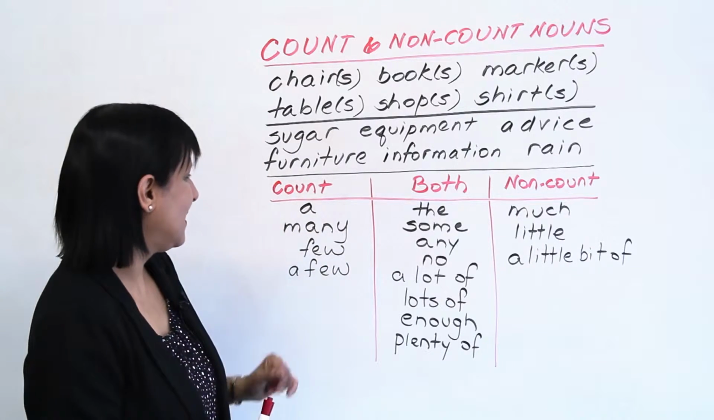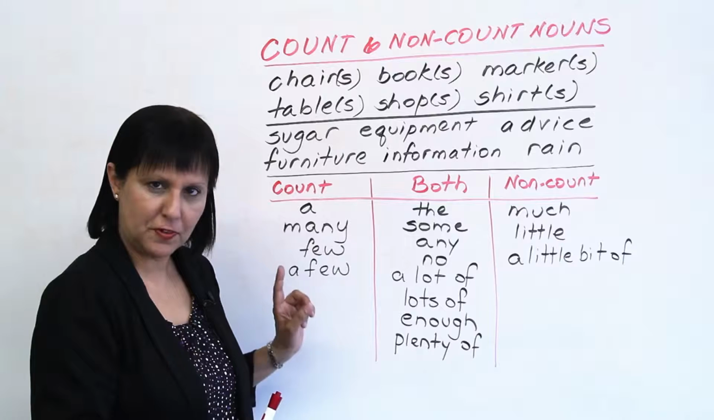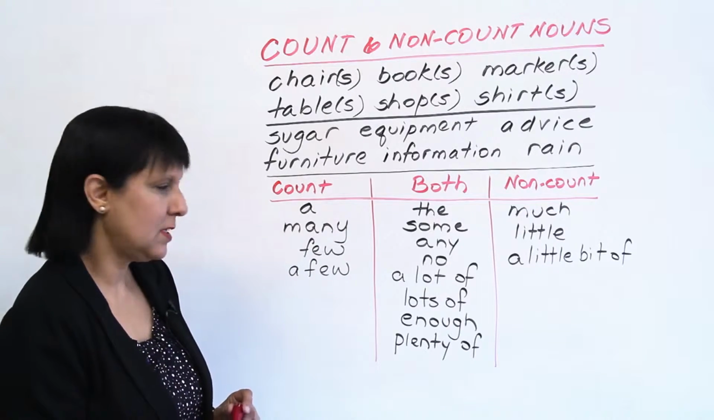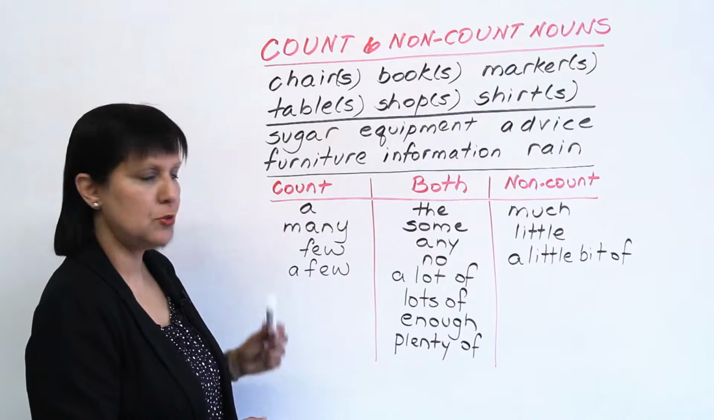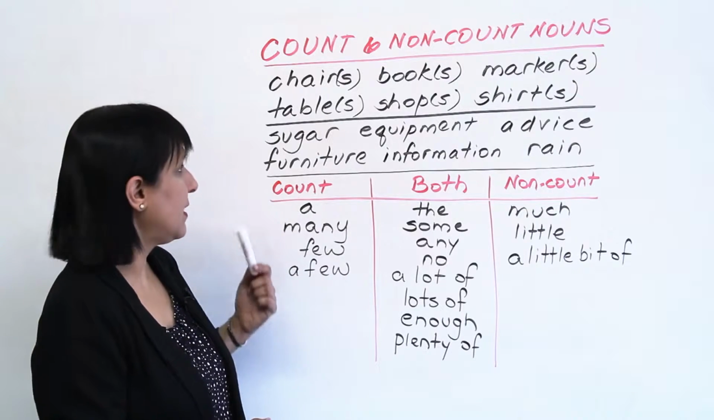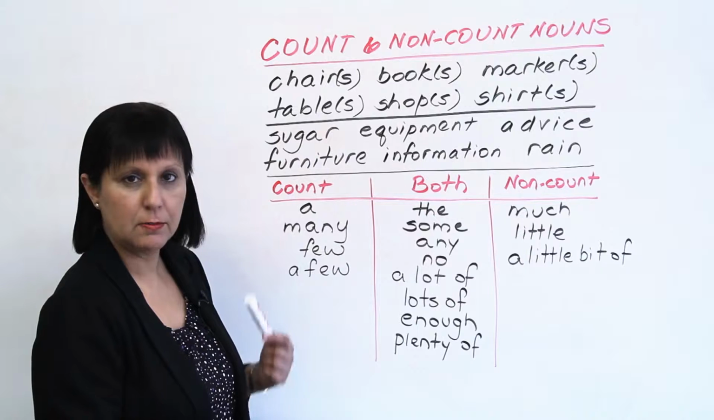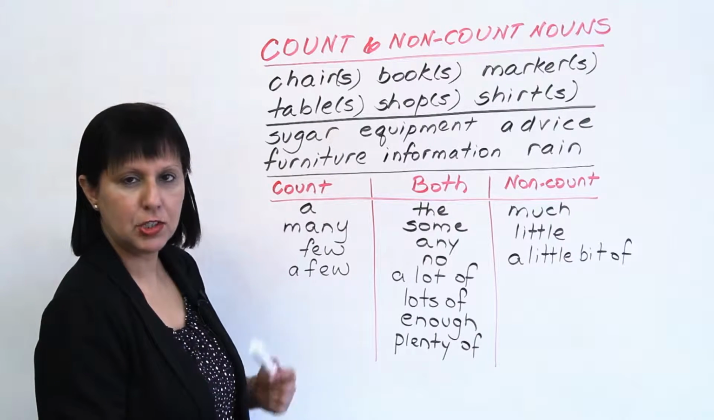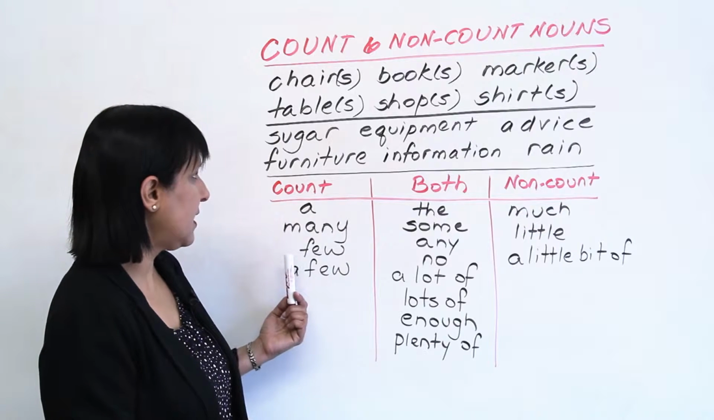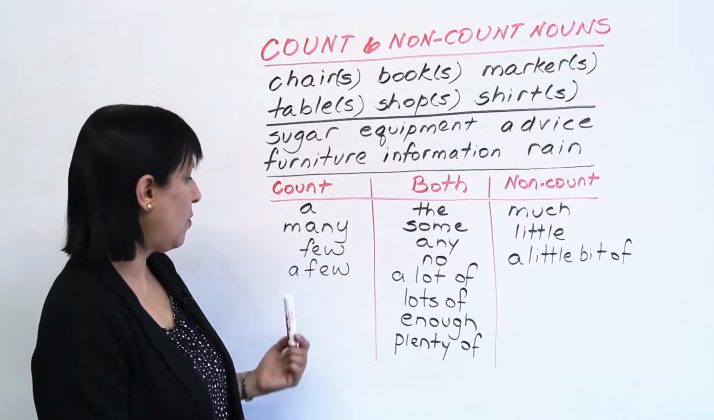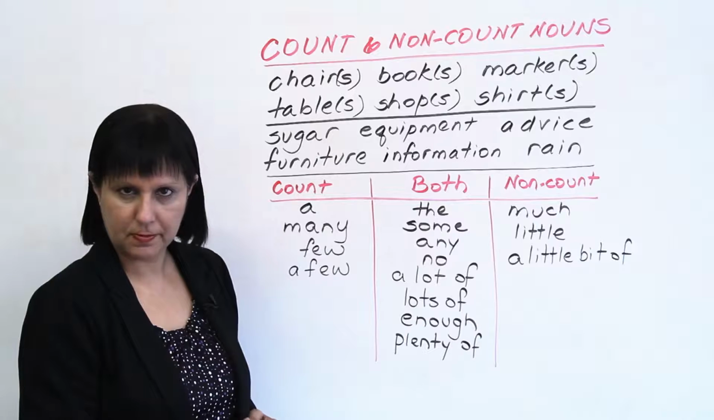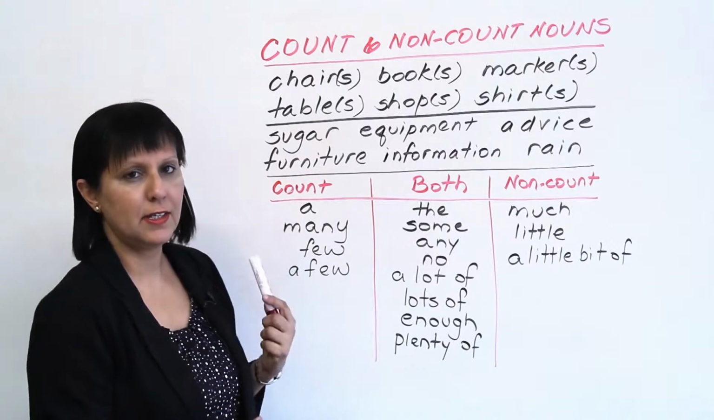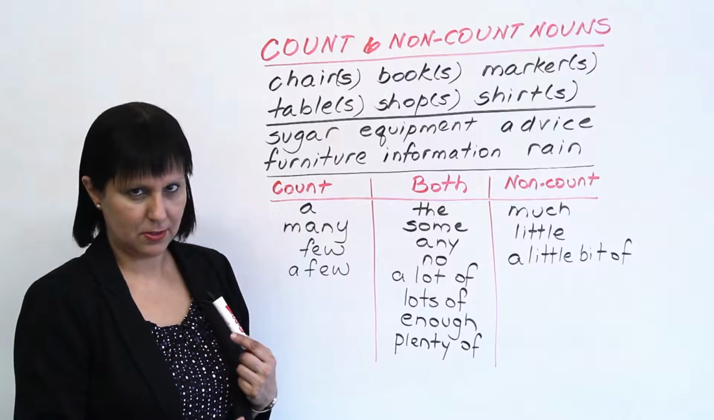Okay? So let's look at what we can use first with the countable nouns. With countable nouns only, you can use, like you can say a chair, a book. You can say many shops, many shirts. You can say few tables or a few chairs. Okay? So any of these you can use only with countable nouns.